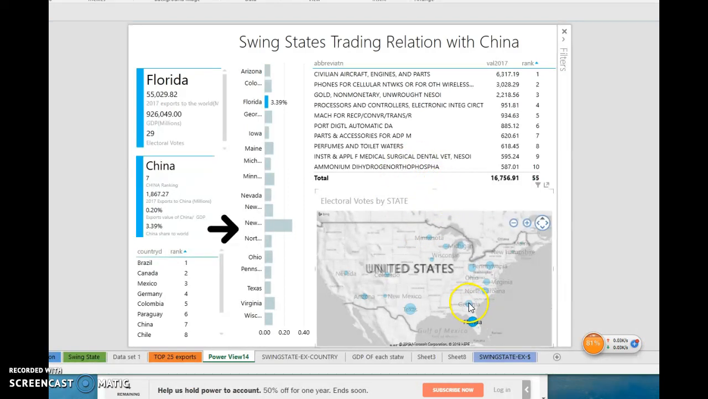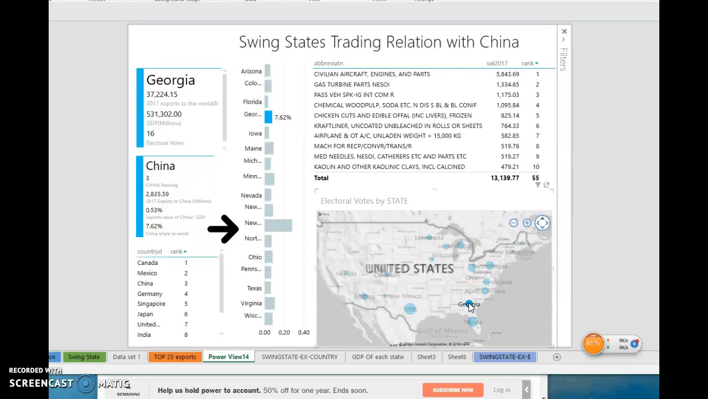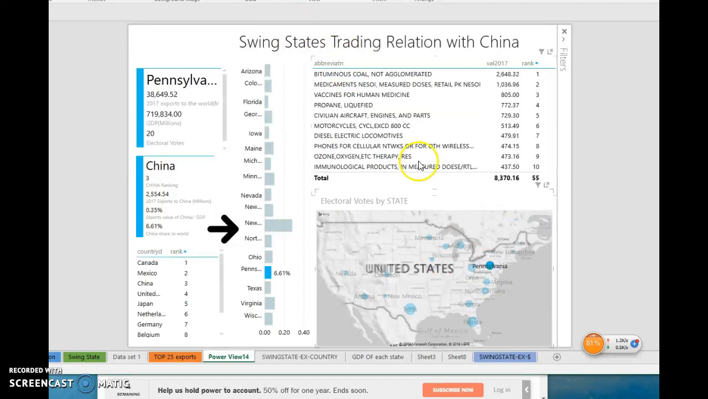This is a product list of different states, especially for the swing states. From this chart, we can tell the top products US exports to China, the percentage of the exports to China to the exports to the world for that state, and also the basic information of the state. We'll use this information to determine which product is most effective to attack that state.